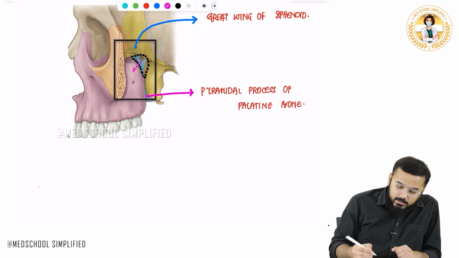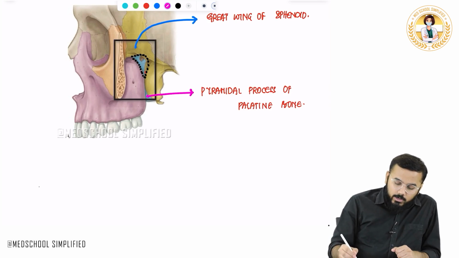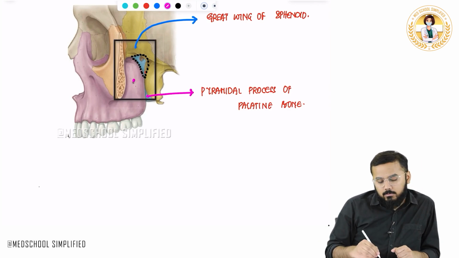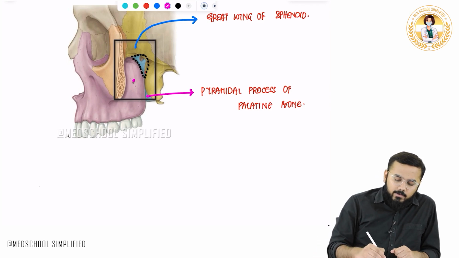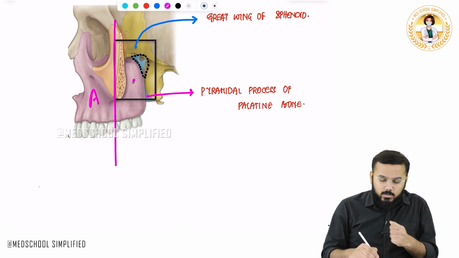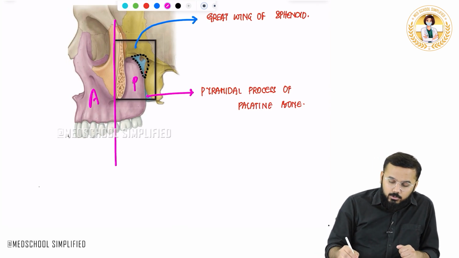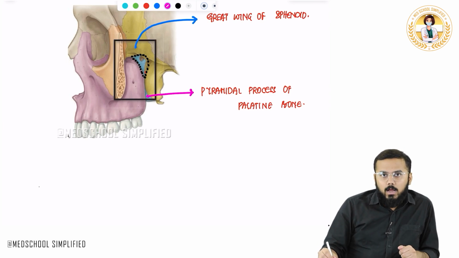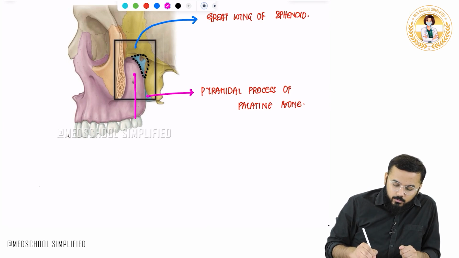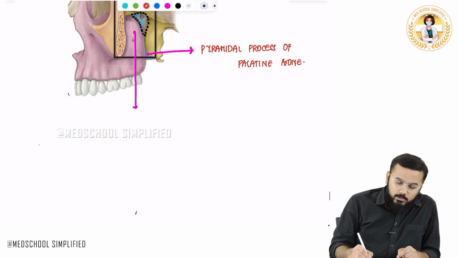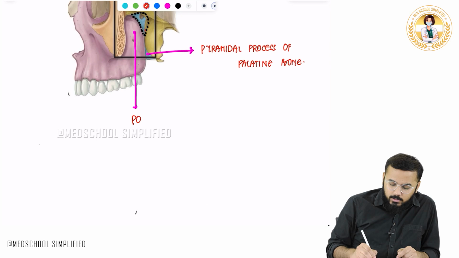Next, anteriorly, what do you have? Anteriorly, this is the structure that is located. What is this structure which you have anteriorly? Anteriorly this bone itself is called the maxilla. Now, if I divide the maxilla into two halves, this is the anterior half of the maxilla and this is the posterior half of the maxilla. So anteriorly, what do I have? Anteriorly I have the posterior half of the maxilla. You see this part over here, this is your posterior surface of the maxilla.